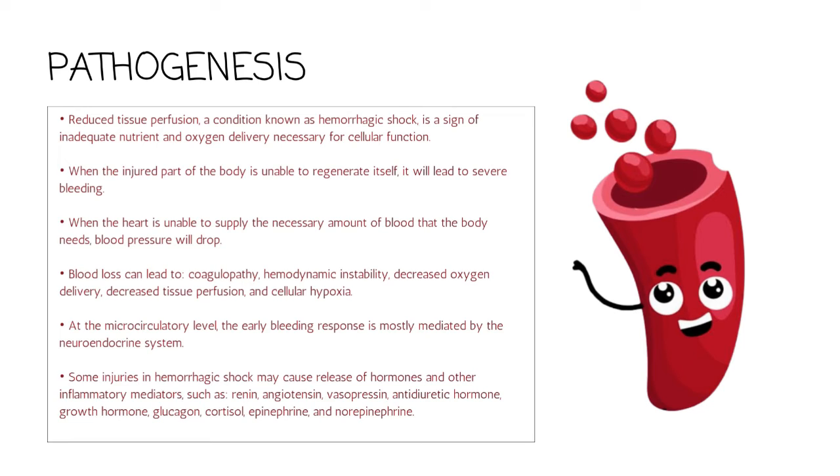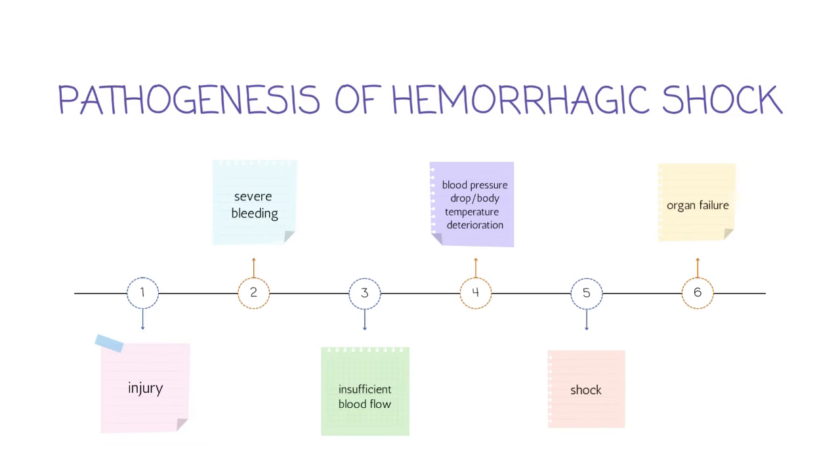So for better understanding of the words that I've explained earlier, here is the diagram explaining the process of hemorrhagic shock. You can see here, for the first one, there is an injury and it goes to severe bleeding, then insufficient blood flow, and with that their blood pressure drops, body temperature deteriorates, and it will lead to shock, and eventually it will lead to organ failure.